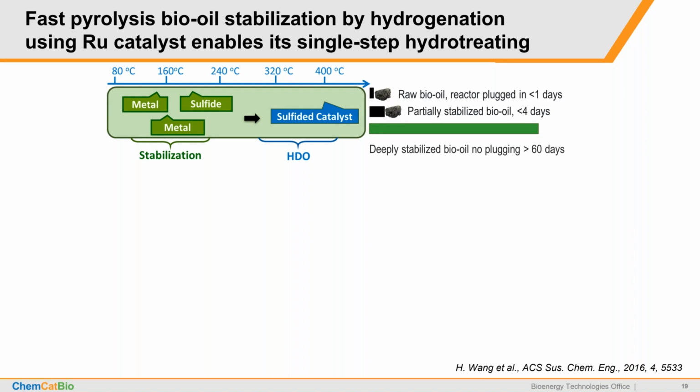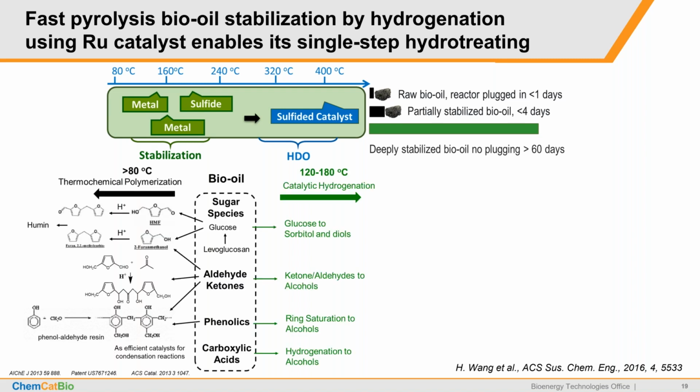And the so-called deep stabilization, which I'm showing you here, is really doing a low temperature hydrogenation. What we learned is that if we do deep stabilization, the bio-oil can be processed in a hydrotreater for more than 6 days without plugging. What is really happening during the deep stabilization? Before that, let's look at what is in the bio-oil and what is causing the problem.